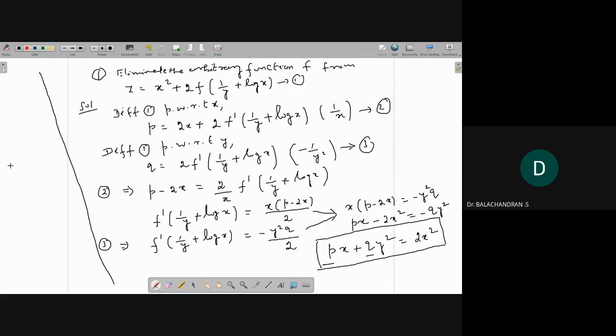I will write the second problem here. I'm not going to solve the problem. Form the PDE from the function z equal to y square plus 2 into function of 1 by x plus log y. So what is the final answer?